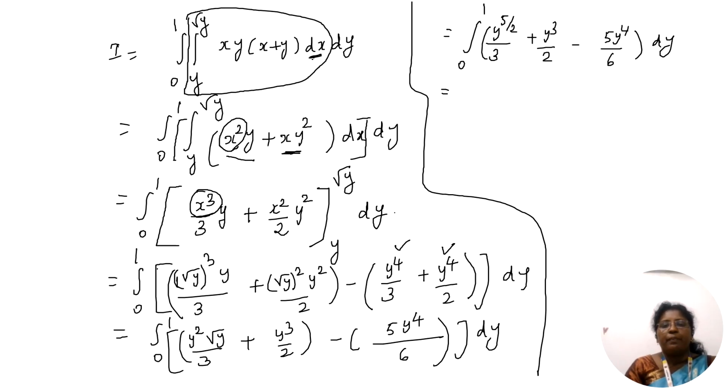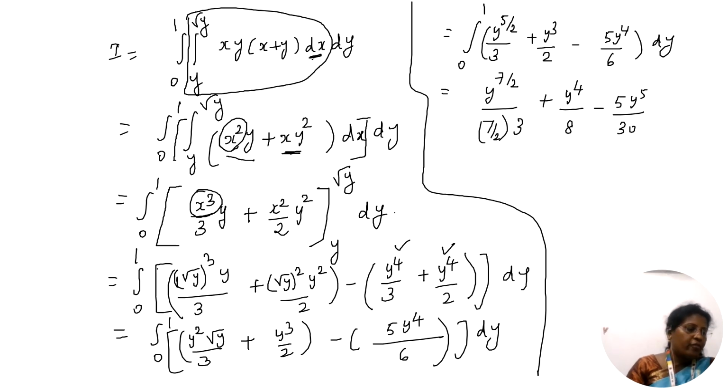So y power 5 by 2 integration is y power 7 by 2, since 5 by 2 plus 1 is 7 by 2. Divided by 7 by 2. In the denominator always there is 3, so write the 3 as it is. Then plus y cube. Integration of y cube is y power 4 divided by 4. But already in the denominator there is 2, 2 fours are 8. Then minus 5 into y power 4, integration is y power 5 by 5. 5 into 6, 30. So 5 into y power 5 divided by 30.